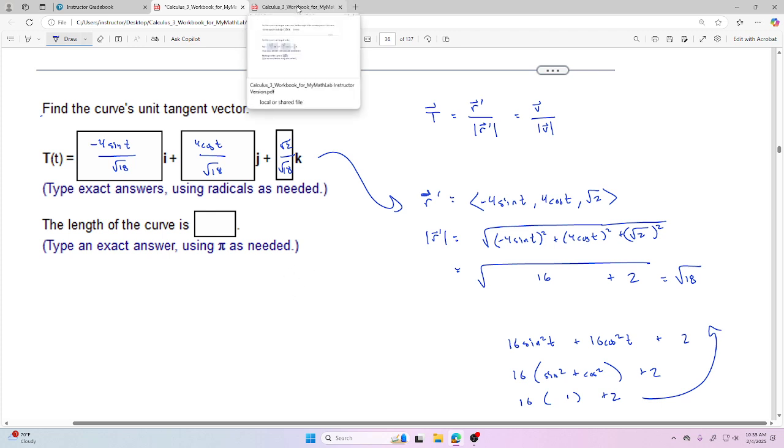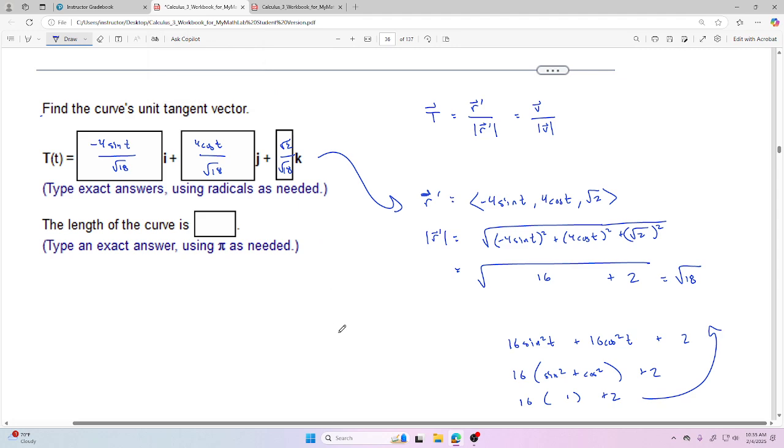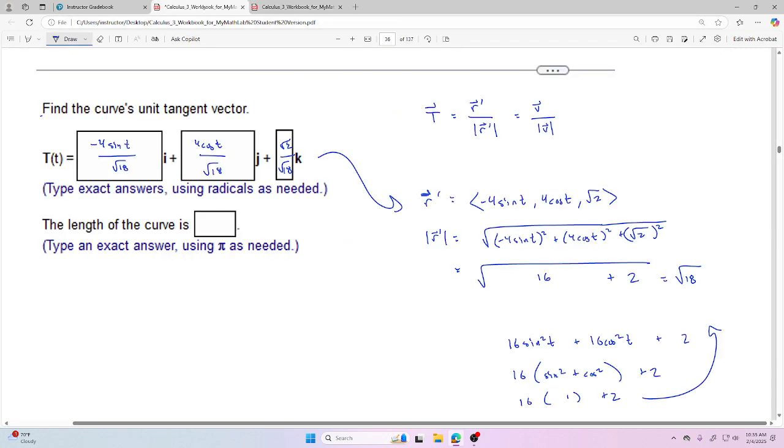I'm going to go to the answers real quick and flash them, so you can see that it doesn't look the same. Well, yeah, because 18 is 9 times 2, and then that would be a 3 on the outside. And then the 2 comes up and leaves a 2, and they cancel. So you get square root 3 and a 2 in there. Something like that. Or the other way, square root 2 and a 3 in there. It's close enough.